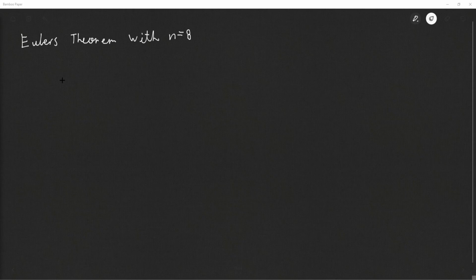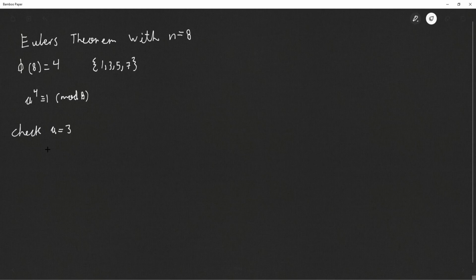So we're going to do this with n of 8. We already know from our previous questions that phi of 8 is equal to 4. So Euler's theorem states that a to the power of 4 is congruent to 1 modulo 8. And we saw from our previous question which numbers are relatively prime to 8, which was our 1, 3, 5, and 7. So we can start off by checking a being equal to 3 to see what we get.